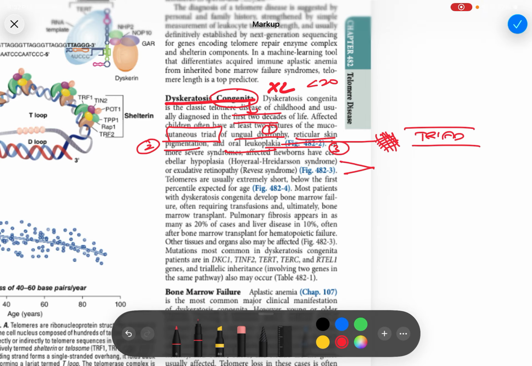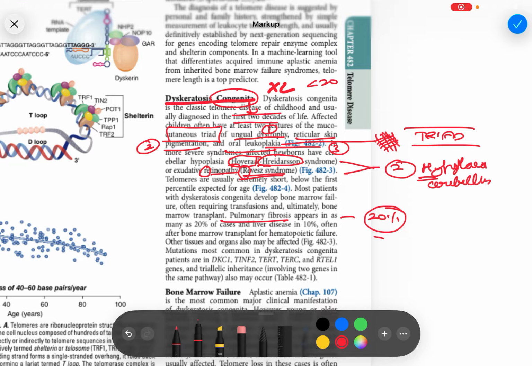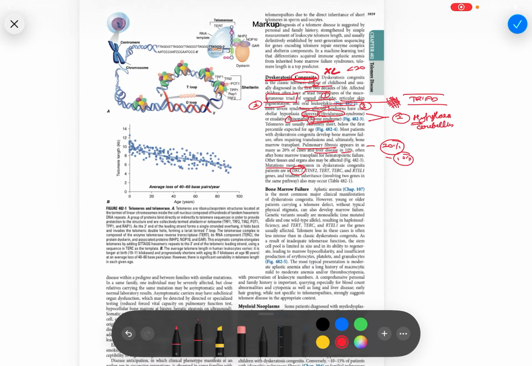And also remember, there are 2 syndromes. One is the double H, which I remember as Hoyeraal-Hreidarsson syndrome. This double H is associated with cerebellar hypoplasia. So remember that the H is for hypoplasia, cerebellar hypoplasia. And there is one more called Revesz syndrome. R for Revesz, R for retinopathy. These are associated with dyskeratosis congenita. Remember that 20% of patients have pulmonary fibrosis, 10% have liver disease, and the most common mutation is DKC1. Okay, done.